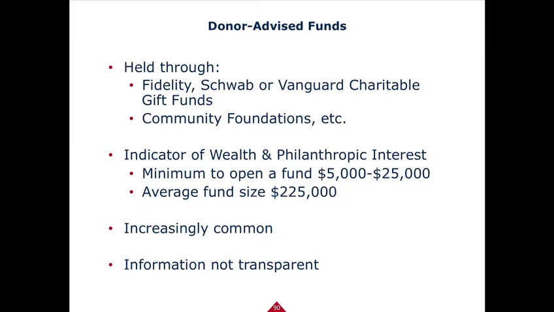Okay, and then I just wanted to mention donor advised funds, as these are some of the fastest growing philanthropic vehicles. And how they work is that the donor gets the tax break when they open up the fund or when they add to their fund, and then they can recommend that grants be made from that fund. And these types of funds are held at either Fidelity or Schwab or Vanguard charitable gift funds, or some of them are also held at community foundations, Jewish community foundations, that sort of organization.